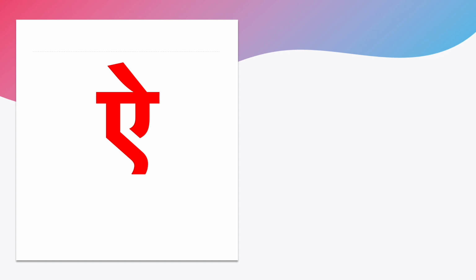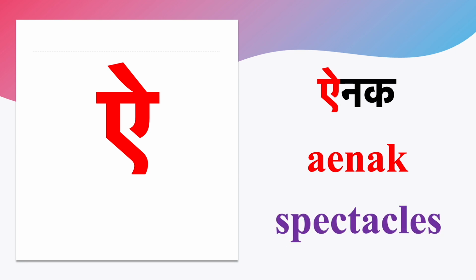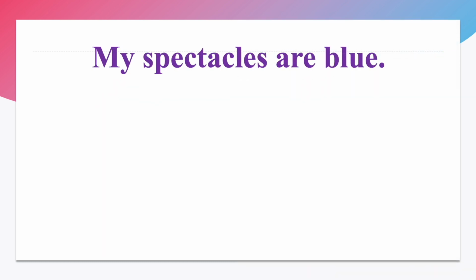The next alphabet is I, and the first word is ऐनक. ऐनक, Spectacles. My spectacles are blue.